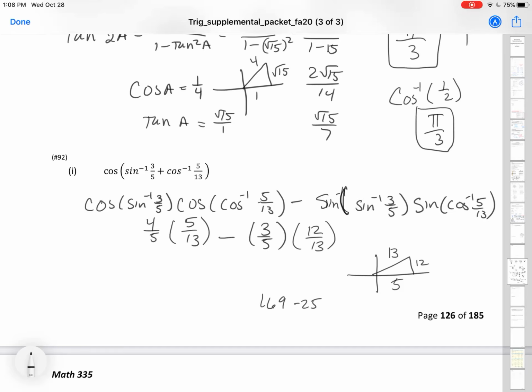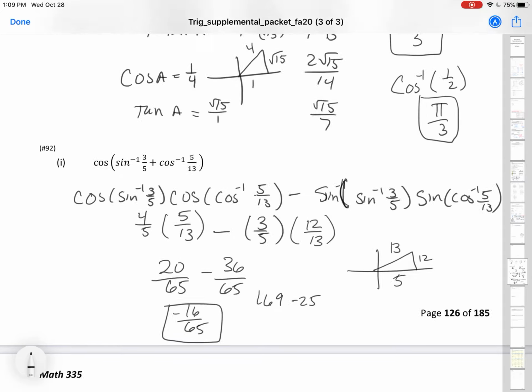I wouldn't cancel out those 5s because we're going to need that common denominator. 5 times 13 is 65 minus 36 over 65, which is going to be negative 16 over 65. And so I don't think that that's going to break down at all. Nope, not 5 or 13, but that's our answer, negative 16 over 65.